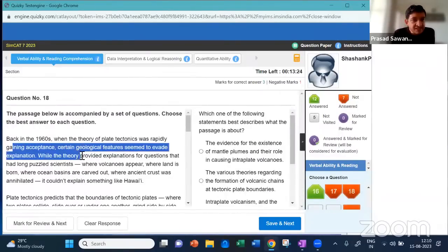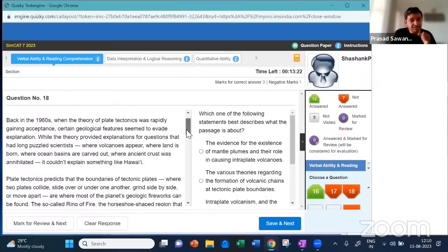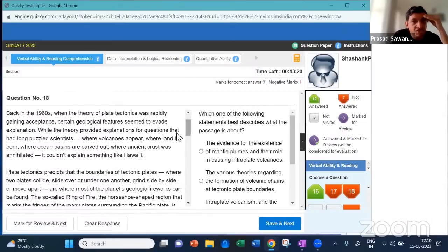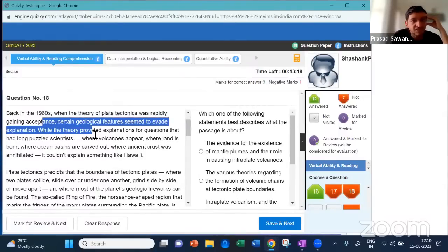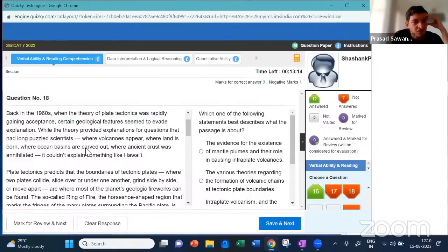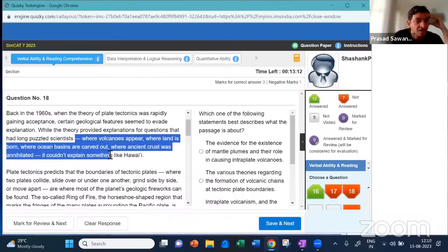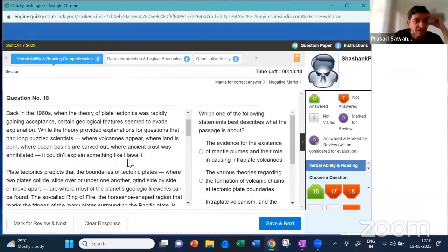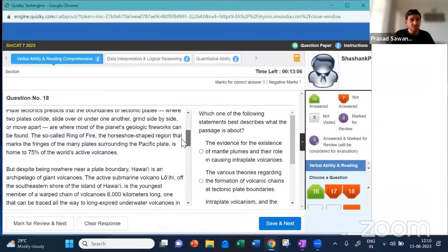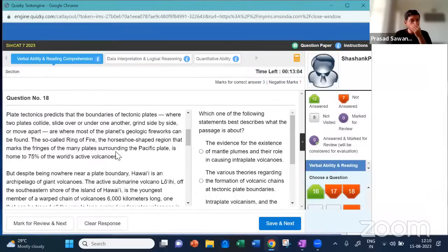Back in the 1960s, the theory of plate tectonics was rapidly gaining acceptance. Certain geological features seemed to evade explanation. The theory provided explanations for questions that had long puzzled scientists: how volcanoes form, land is born, ocean basins are carved out, and ancient crust is annihilated. Okay, sure. Plate tectonics predicts that the boundaries of tectonic plates, where two plates collide, slide over or under one another, grind side by side, or move apart. Okay, so all those things can happen.